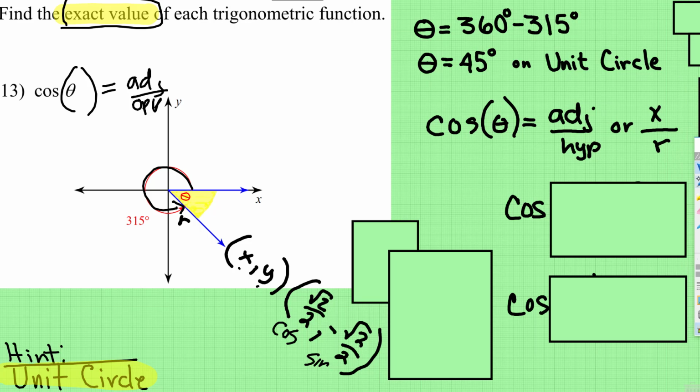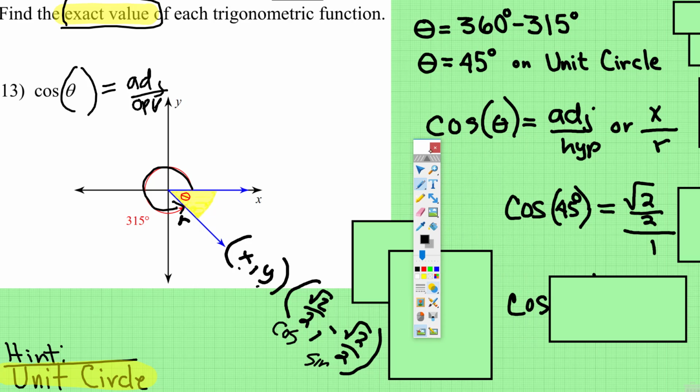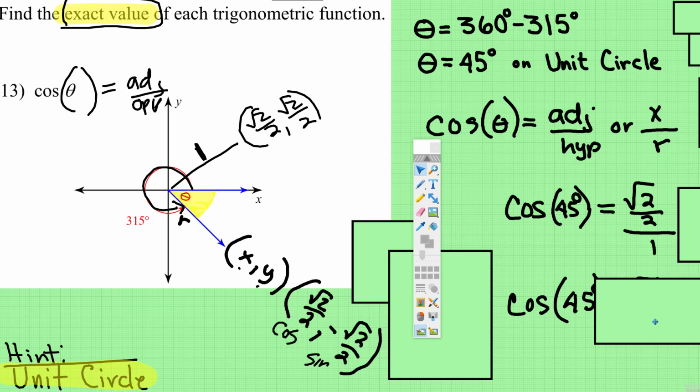Or another way to look at adjacent over hypotenuse is x over radius, which is the hypotenuse. So if you look at your unit circle at the 45-degree angle, you've got root 2 over 2. But since we're using the unit circle, the radius is 1. So root 2 over 2 over 1 is just root 2 over 2.